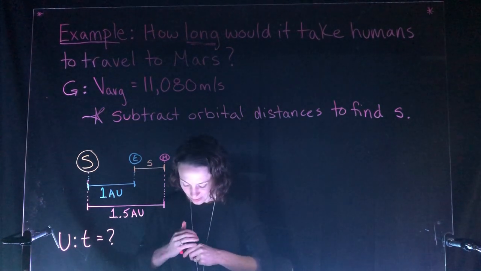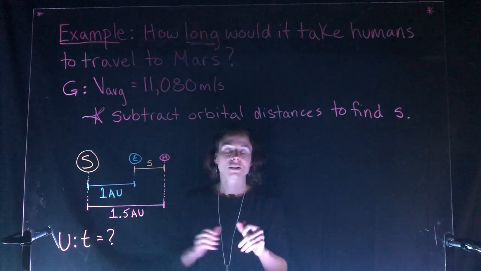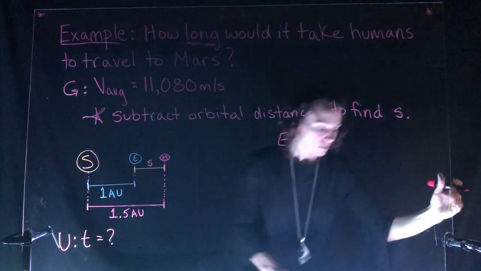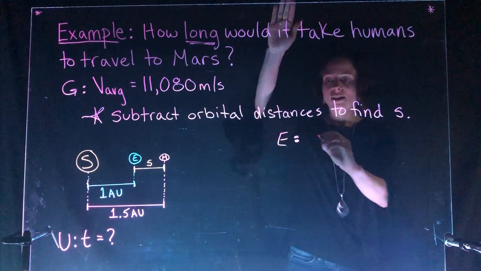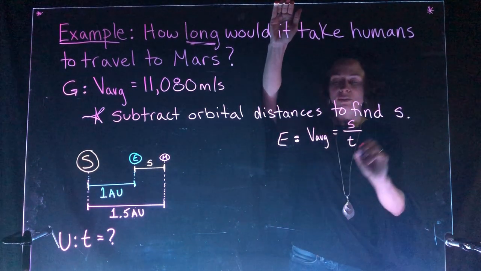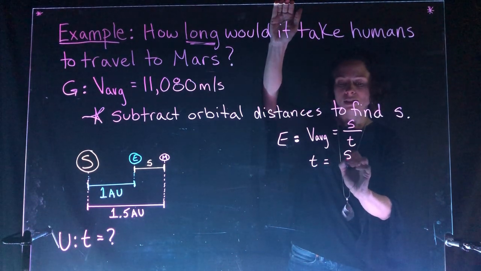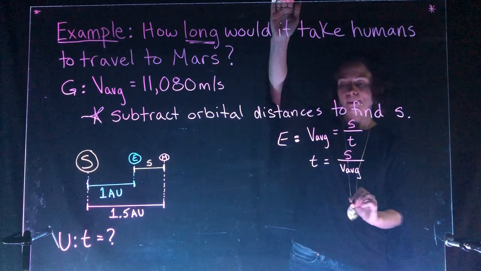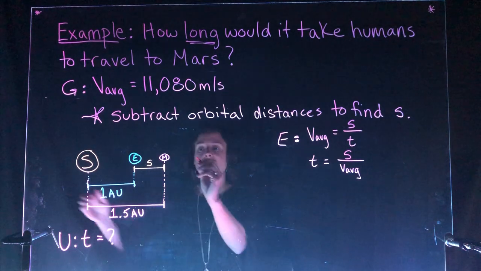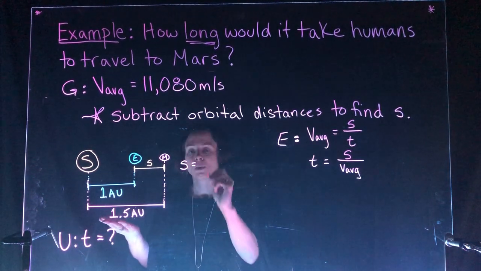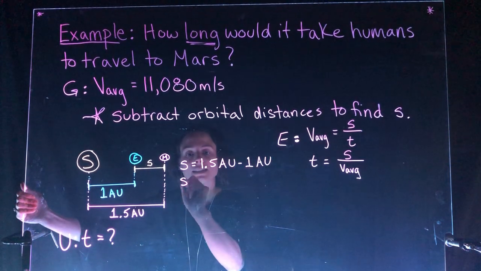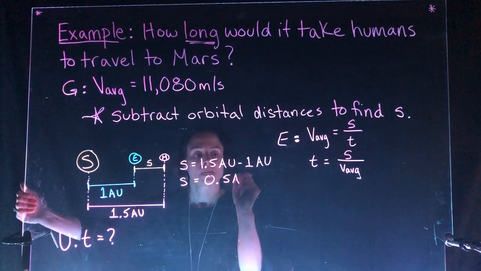So when we look at our equation, it is right off of your equation sheet, and we also wrote this in our notes last time. We're going to use our average speed equation. VAVG is equal to distance over time. When we rearrange that, the time is equal to the distance divided by the average speed. Like we said, our distance we're going to have to subtract. So our distance for this problem is going to be 1.5 AU minus 1 AU. So my distance is 0.5 AU.